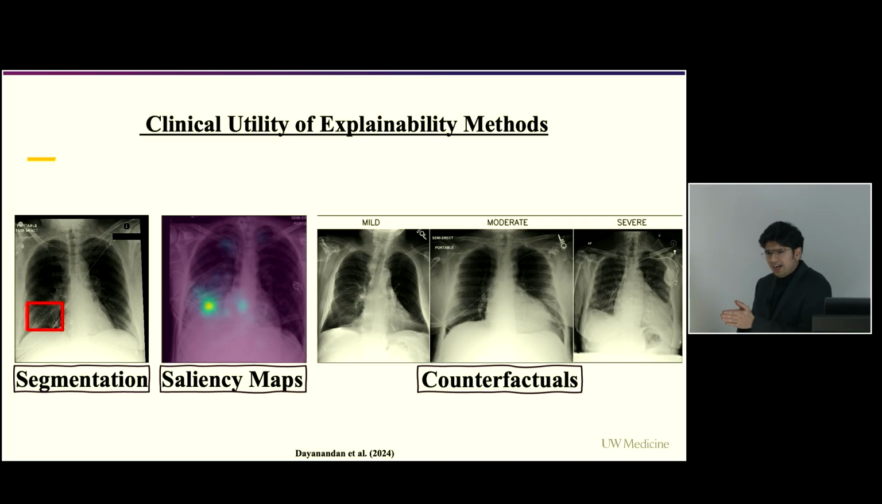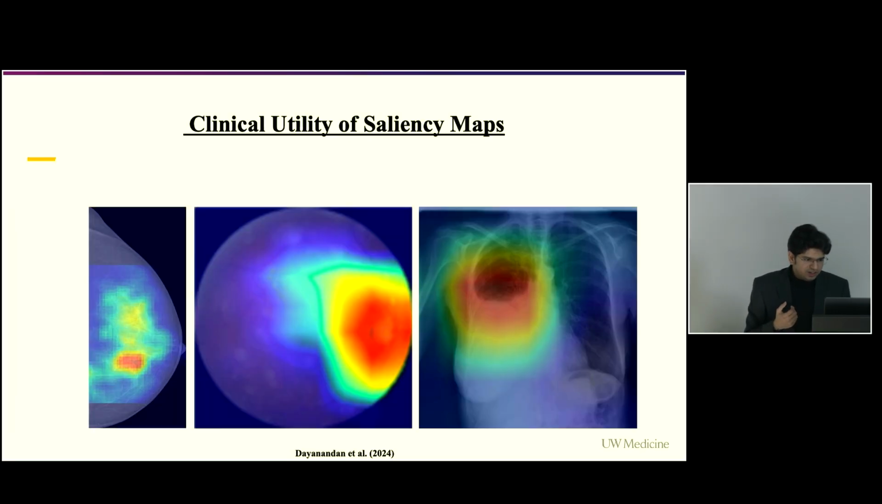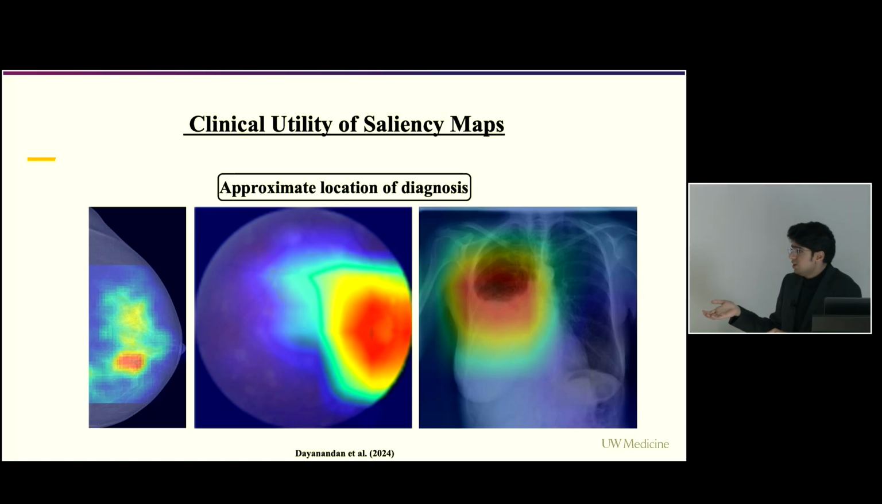So towards the end, I'd like to very quickly talk about the clinical utility of each of these methods. For example, these saliency maps. What may be the clinical utility of a visualization like this? Would anyone love to take a guess? What if a clinician just wants to know the approximate location of diagnosis so that they can do more follow-up, more diagnostic imaging, maybe think about screening intervals, for example. So this is where saliency maps can still be useful from a more user-centered perspective.